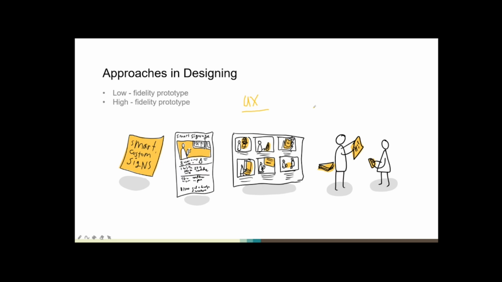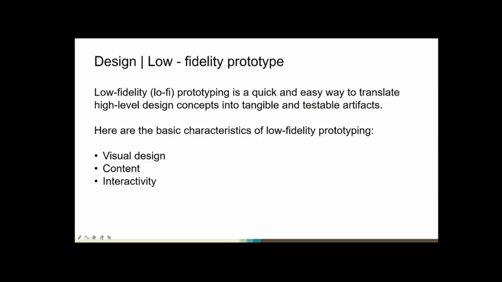And also, product teams choose a prototype's fidelity based on the goals of prototyping, completeness of the design, and available resources. So first, the most important role of low-fi prototypes is to check and test functionality rather than the visual appearance of the product. Low-fidelity prototyping is a quick and easy way to translate high-level design concepts into tangible and testable artifacts. And here are the basic characteristics of low-fidelity prototype. We have here the visual design, content, and interactivity.